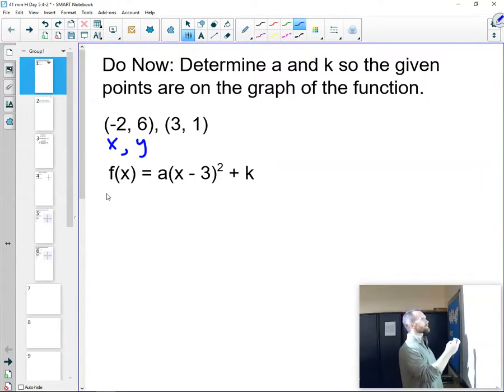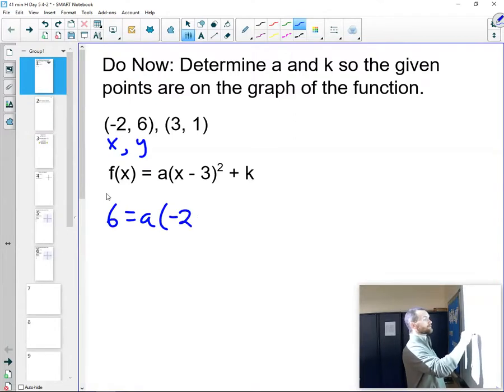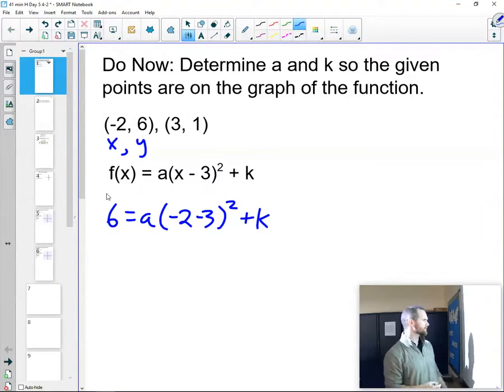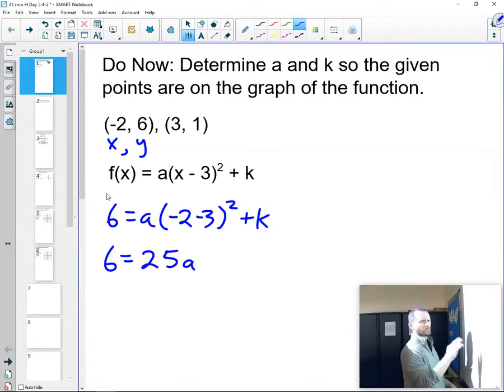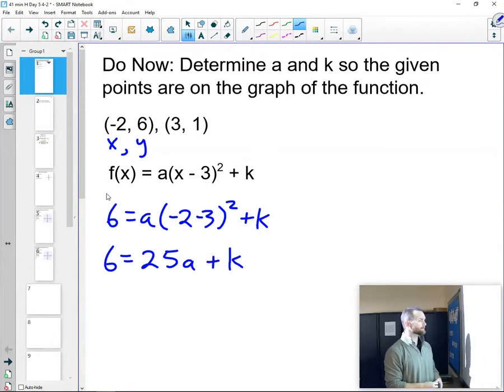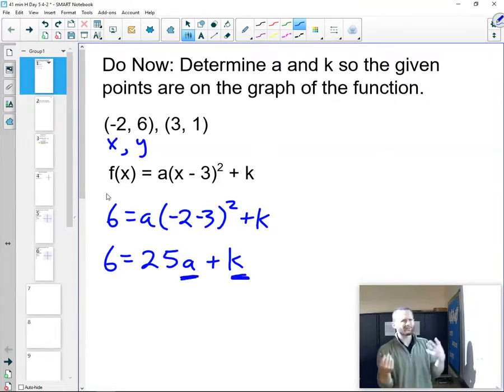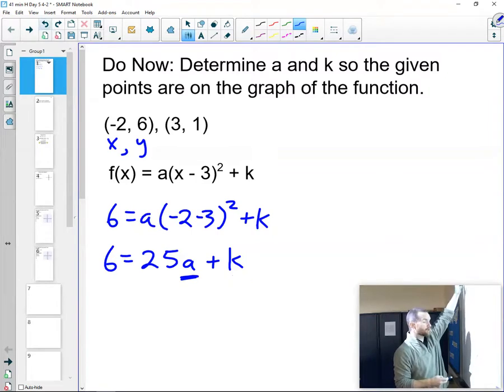So when we do that, that's going to become 6 equals a times negative 2 minus 3 squared plus k. Then we just do a little simplifying. We get 6 equals, let's see, negative 2 minus 3 is going to be negative 5. Square that, we get positive 25. I think we can handle skipping that step. So 25a plus k equals 6. Now this is as far as we can go because we have two different variables. We can't combine like terms because they're not like terms. So we're not going to be able to move any further with that equation.